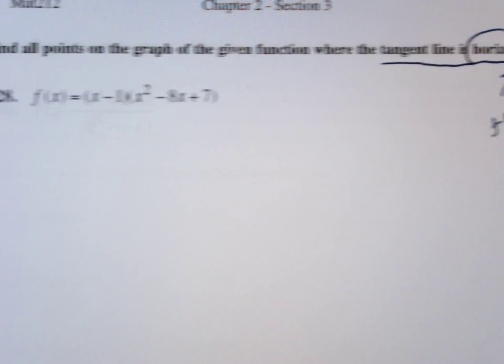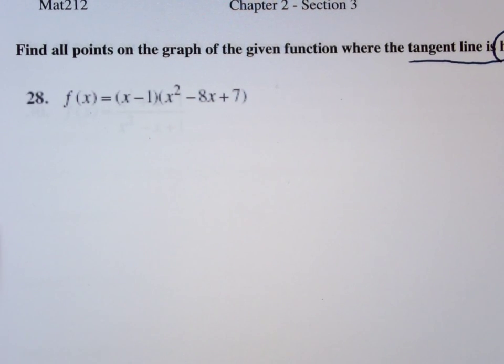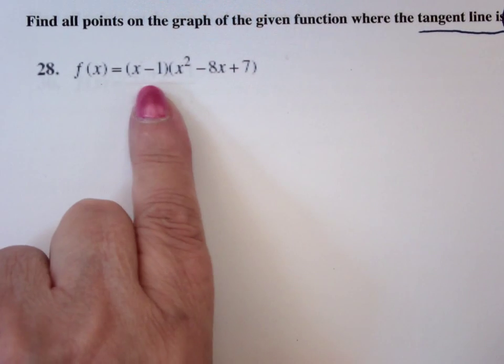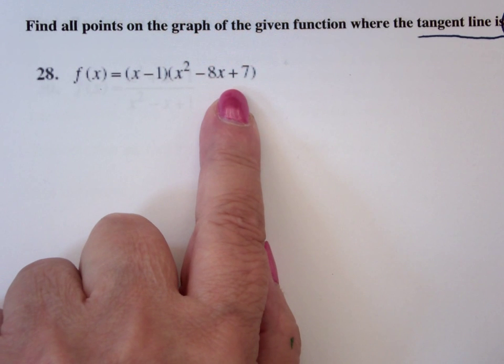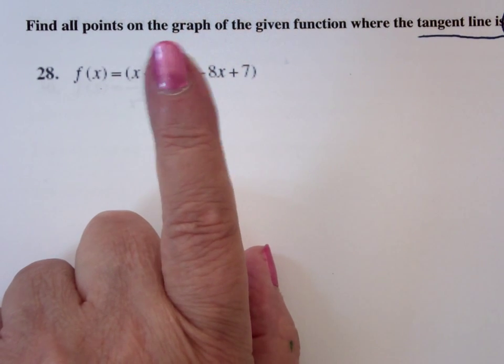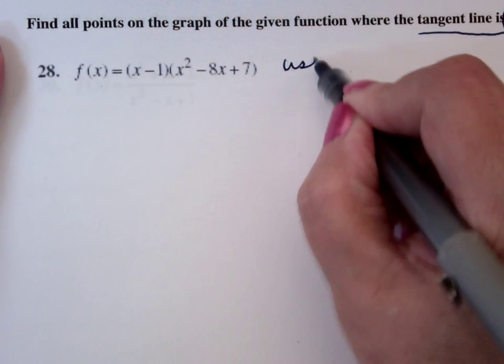So if I take a look at this guy, it says find all points on the graph of the given function where the tangent line is horizontal. So if I look at him, I could either multiply this out, and I'm not sure I want to do that, or I could use product rule. Maybe that one might not be nicer, right? So I'm going to use product rule.